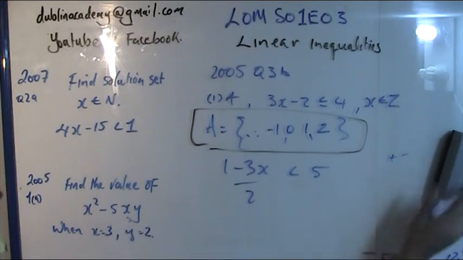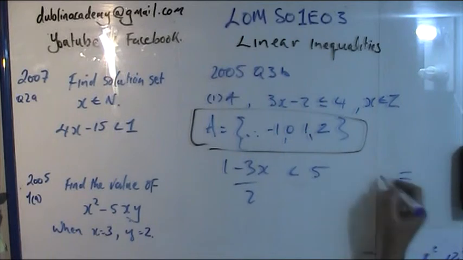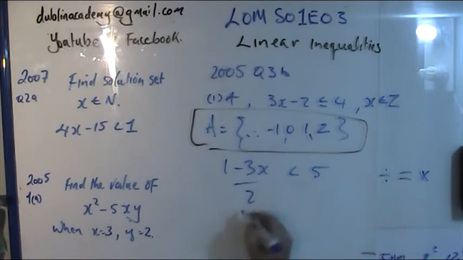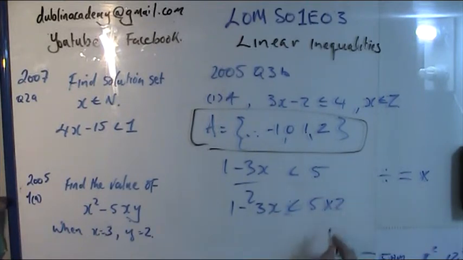So I follow the procedures. I bring across the division and it becomes multiplication. So it becomes 1 minus 3x is less than 5 times 2. So 1 minus 3x is less than 10. Okay, so let's just check that there.